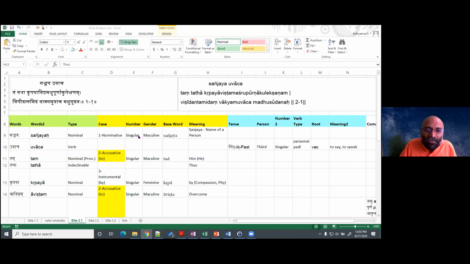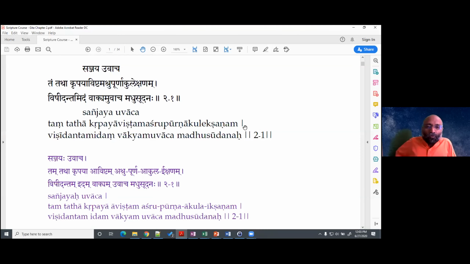With this, we'll just chant this verse again and then closing prayers. So we did only one verse today, but it was good. We went in depth. So I'll chant the verse. You can chant along with me, or you can just listen.